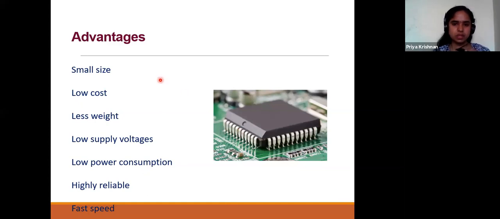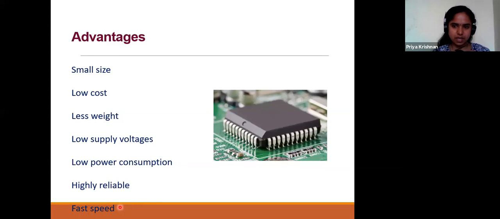Okay, we will continue. We have seen the different applications of op-amp. Now we will continue with the advantages of ICs. So IC is very, very small in size, from a very small 8-pin IC to a 40-pin controller IC. The size occupied by the IC is very small, and it is obviously low in cost, and less in weight. The supply voltage required for IC is always less, and the power consumption is also less because of that. And it is so reliable and fast because all the circuits are integrated in a single chip. So obviously it is fast in speed.